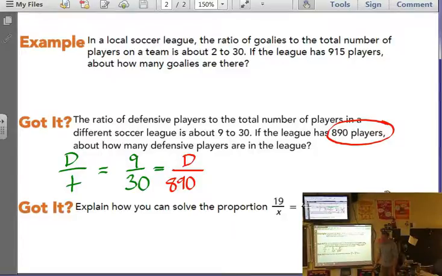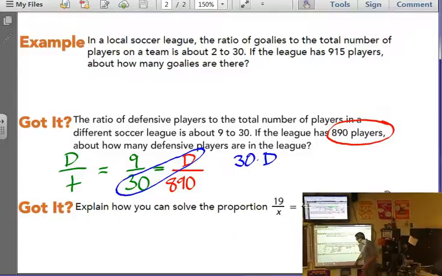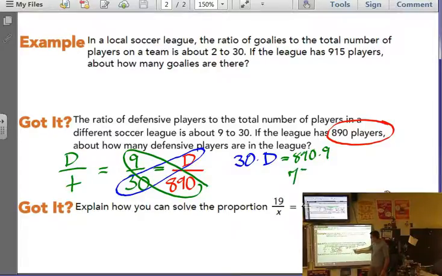Okay, so now we're gonna cross multiply. So I get 30 times D equals 890 times 9. That's 7,000. What'd you get? 7,560. That's equal to the 30D.